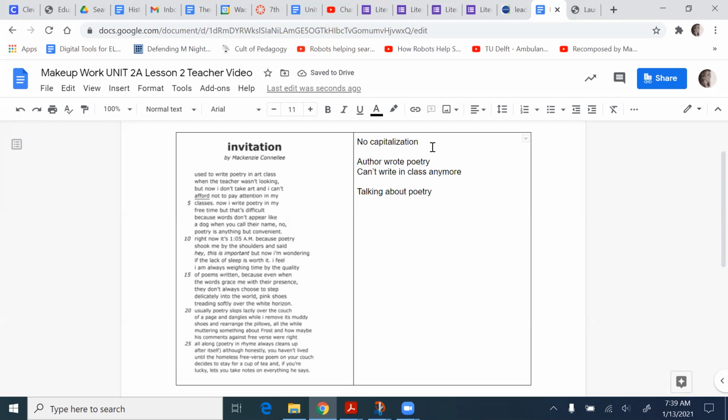First read. I am always weighing time by the quality of poems written. I'm back on line 15 for everybody. Because even when the words grace me with their presence, they don't always choose to step delicately into the world. Pink shoes, treading softly over the white horizon. Usually, poetry slops lazily over the couch of a page and dangles while I remove its muddy shoes and rearrange the pillows, all the while muttering something about Frost and how maybe his comments against free verse were right all along. Poetry and rhyme always cleans up after itself, although honestly, you haven't lived until the homeless free verse poem on your couch decides to stay up for a cup of tea, and if you're lucky, lets you take notes on everything he says.